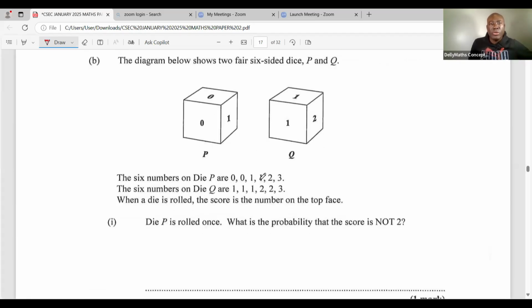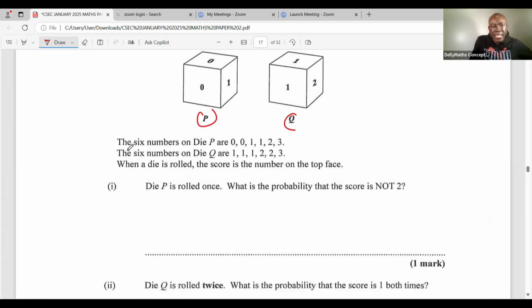It says the diagram below shows two fair six-sided dice, P and Q. We're looking at them. This is P and that's Q. Now, let's see the description. It says the 6 numbers on die P are 0, 0, 1, 1, 2, 3. And then the 6 numbers on die Q are 1, 1, 1, 2, 2, 3.